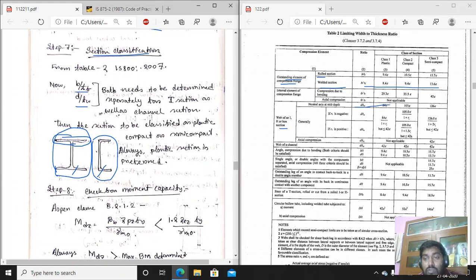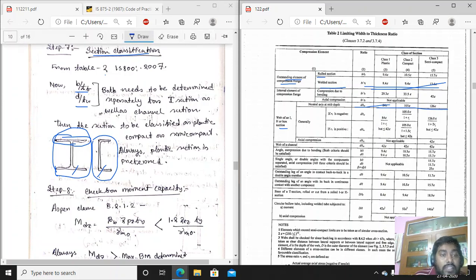So these are the values, one value, and this is the other value. Depending on the B by Tf and D by Tw ratio, the section is classified. That is, whether it is a plastic or semi-compact or compact section. Then we see what the section classification is. Generally always try to take the section in the plastic zone. A plastic section is generally provided, because if it is semi-compact or compact, the design procedure will be much more complex and the designer will need much more tedious work to design that. So generally a plastic section is always preferred.